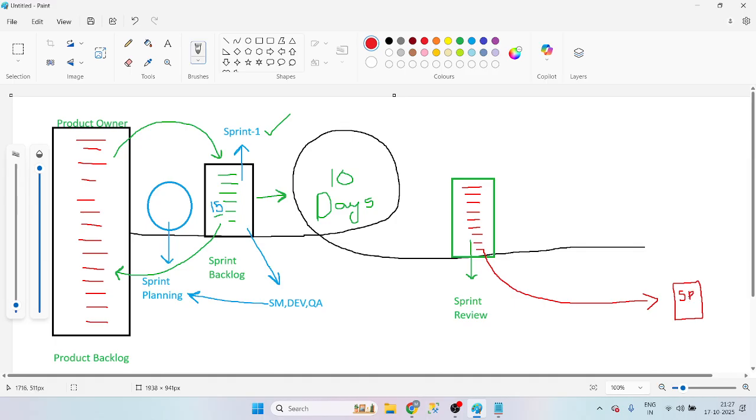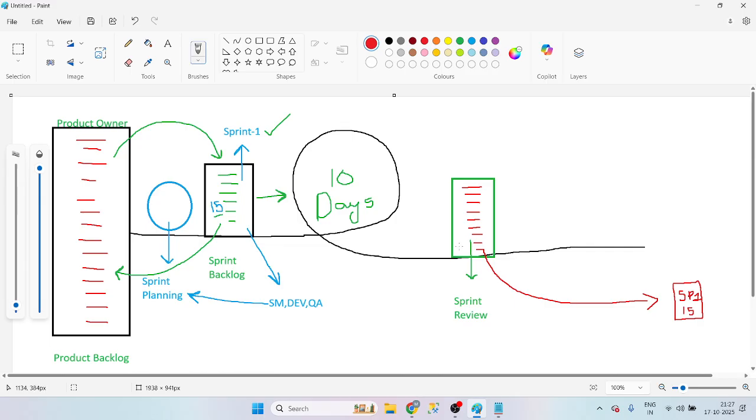SP underscore one. Total how many tickets, guys? Total is 15. Now, if the client says that these 15 tickets are okay for us, but two tickets are not well developed and you need to redevelop those.